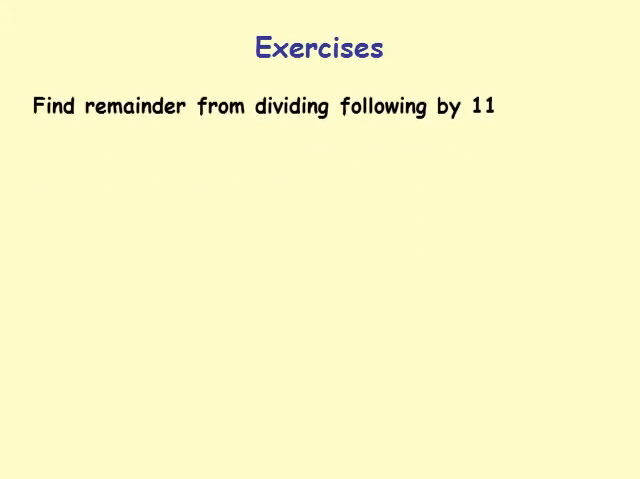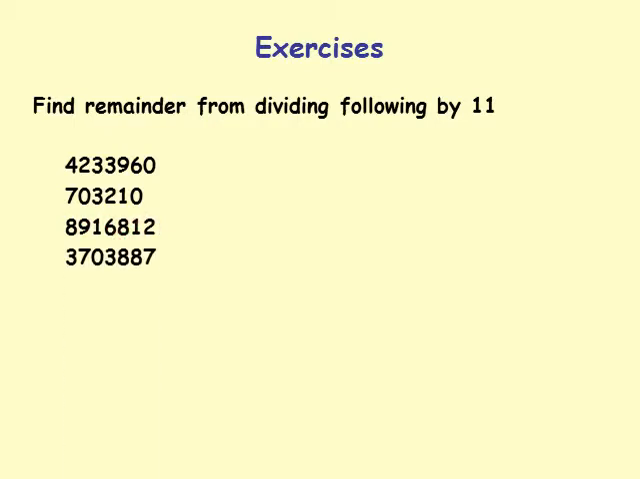Exercises now. Let's find the remainder from dividing the following by 11. First number 4233960. Next 703210. Next number is 8916812. Next number is 3703887. Next number is 575973, and some more.